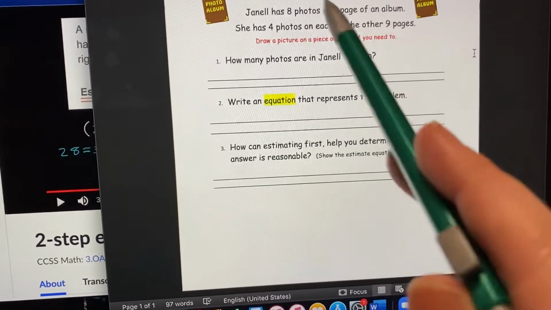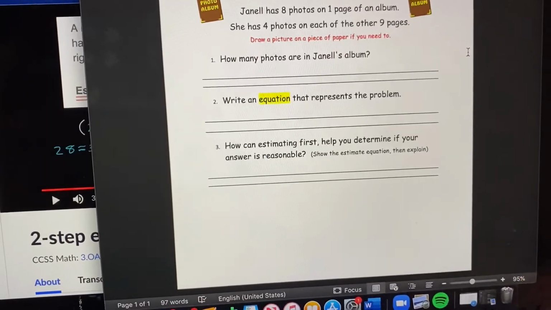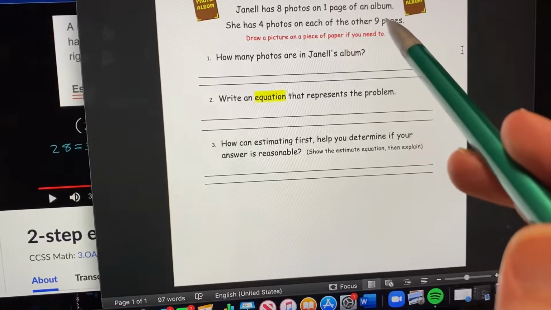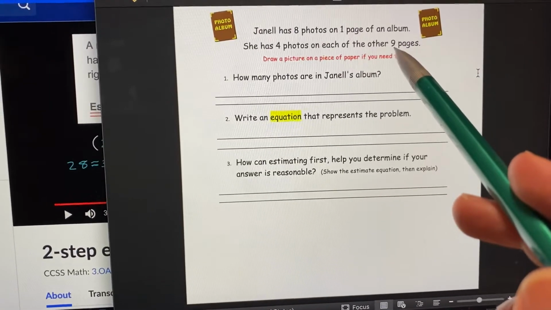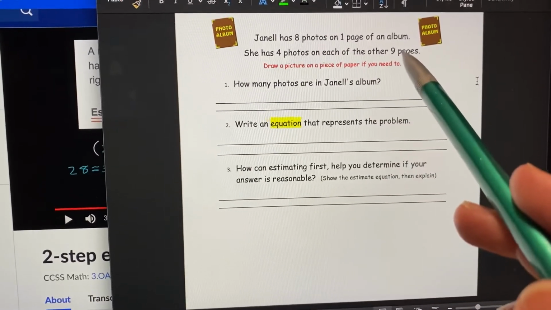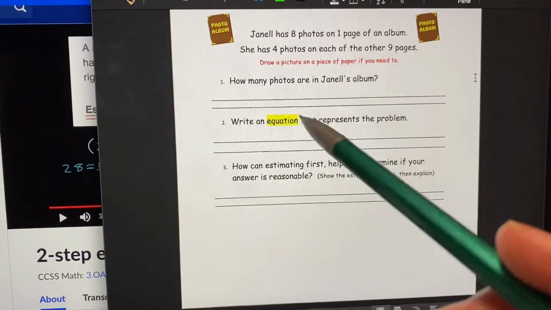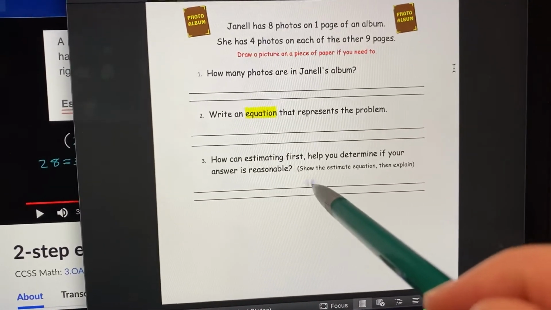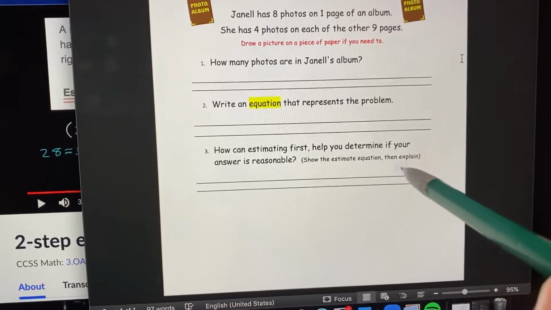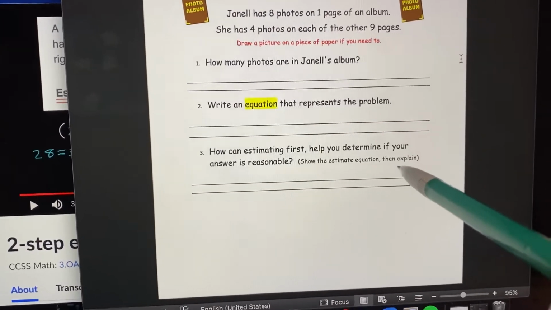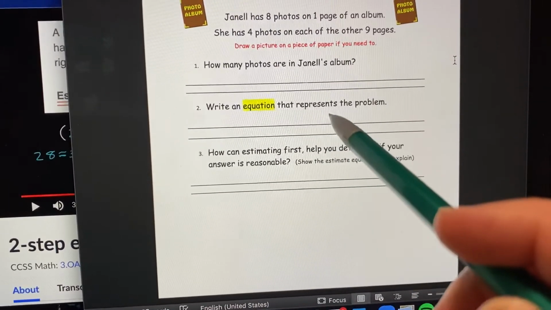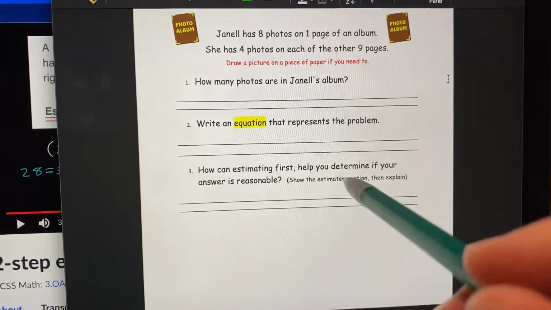So what number? And it can be the same number too. Keep 4 the same. Don't change the number 4. So you can either change the 9, or you can change the 8, or you can change both. Whatever you think is easiest for you to find out the estimate. And then you have to explain to me, how is it reasonable? Why is it important, or why is it better to find the estimate first than finding the actual answer? That's what number 3 is asking.